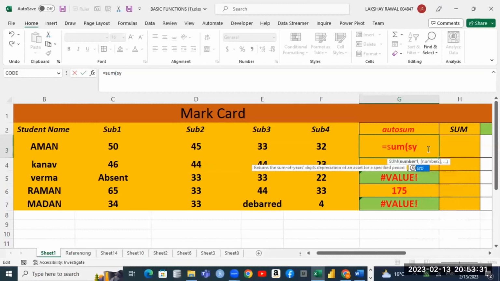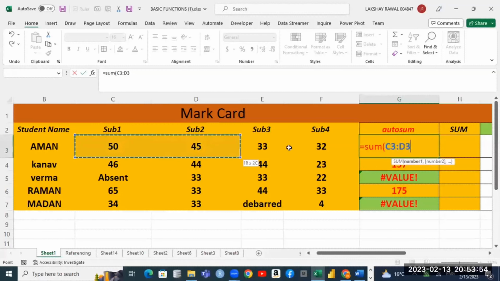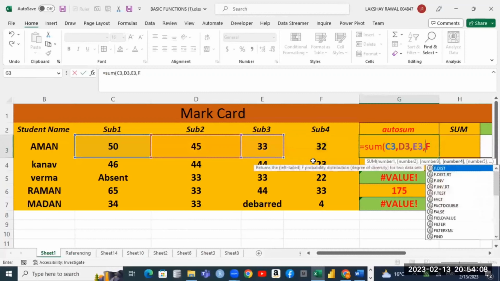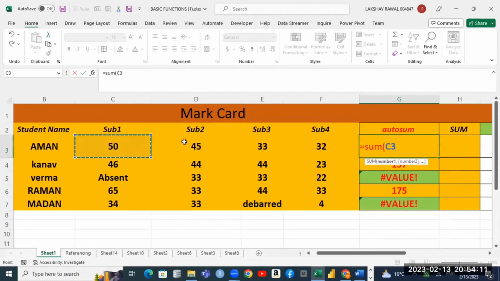This is called syntax. When you see anything written in the bracket inside the function, it is called syntax. So when I talk about the syntax of some function, syntax of some function says number 1, comma number 2, comma dot, dot, dot, dot. So what are my numbers? I have these numbers. I can directly take a number like this. I do not need to do like this C3, comma D3, comma. I can do this way also, but it is a long method. So I will be using this method straight away.